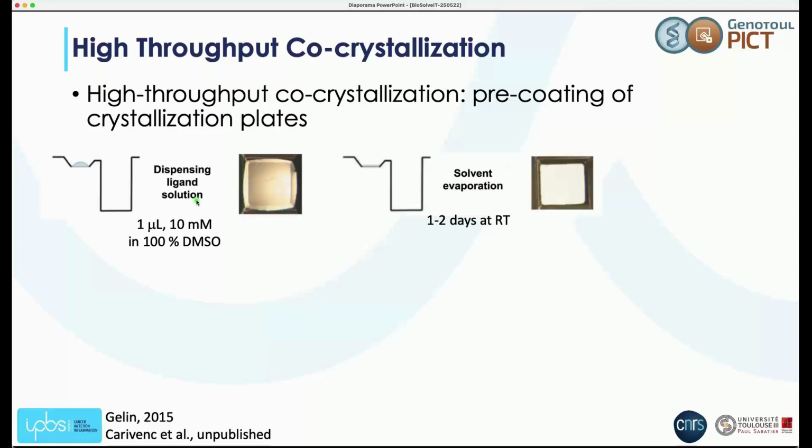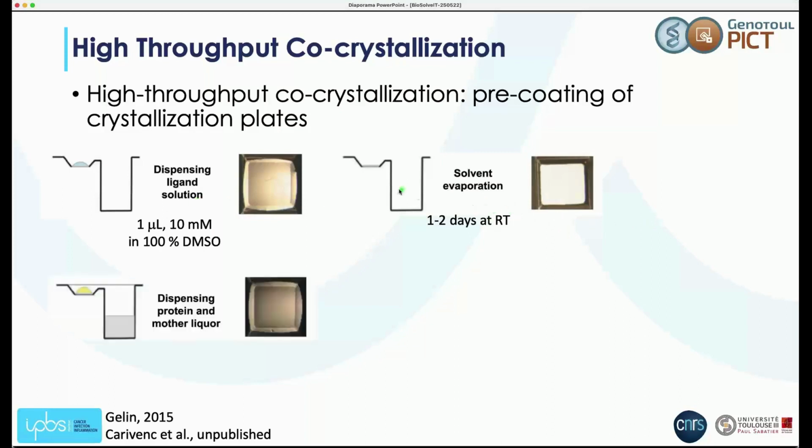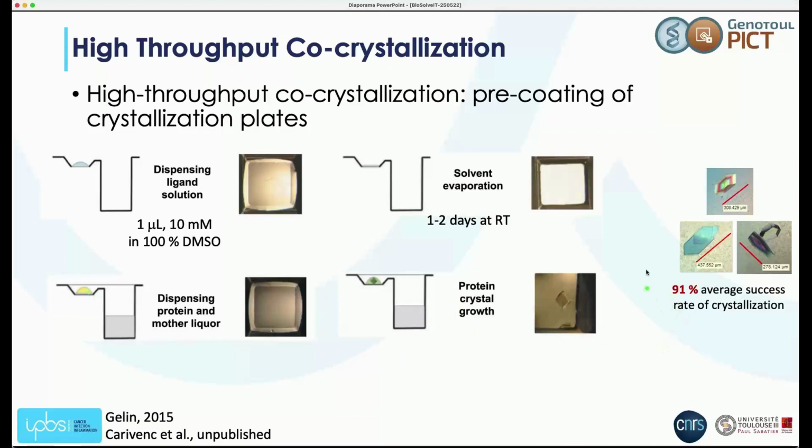You will leave the plate for evaporation under the fume hood for a few days. And when the compound is completely dry, you dispense on the dry compound the crystallization solution, and you let crystallization occur. In our case, in about 91% of the cases, we managed to get crystals obtained in the presence of the fragment. So this is called co-crystallization experiments. Of course, it's not because you have a crystal in your drop that it means that it's a crystal of the complex. It can also simply be the crystal of the protein alone.